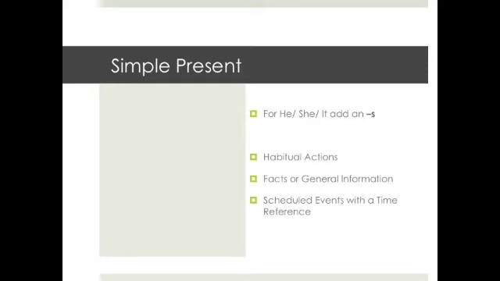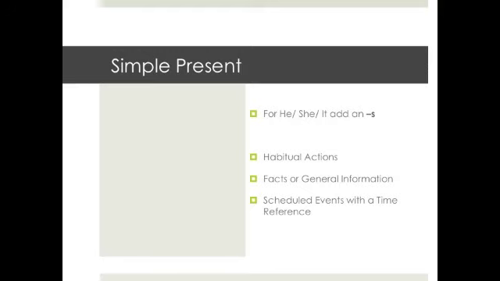Let's review what we learned about the simple present. In order to make the construction, we need to include an S at the end of the verb for he, she, and it. Okay, we use the simple present to talk about habitual actions. Actions that occur with a frequency. Every month, every year, every day, every minute.